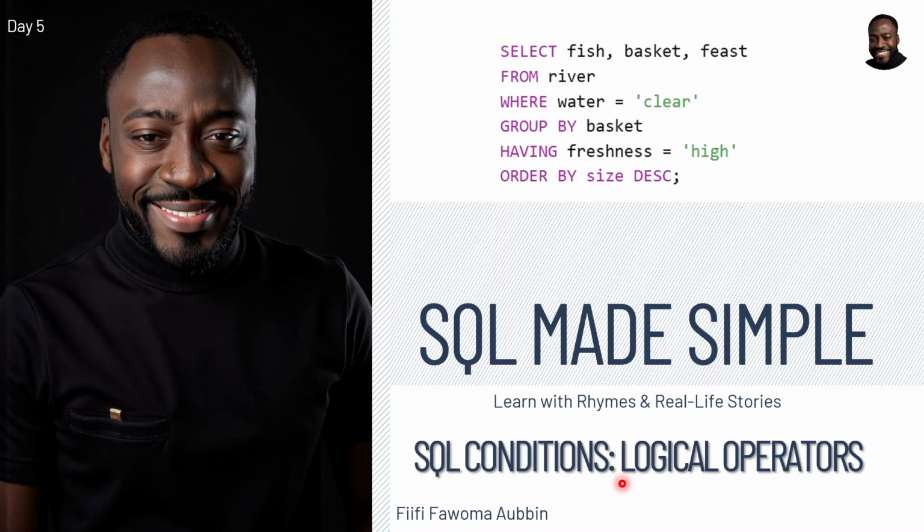What if you want to be really specific, like picking ripe mangoes and pineapples, or apples that are either green or red? In SQL, this is where logical operators come in. They let you combine conditions so you can fine-tune your search.